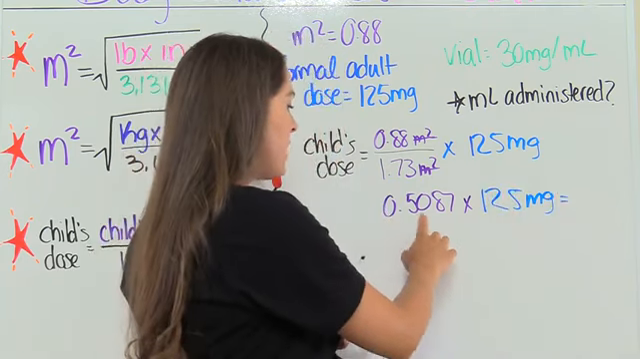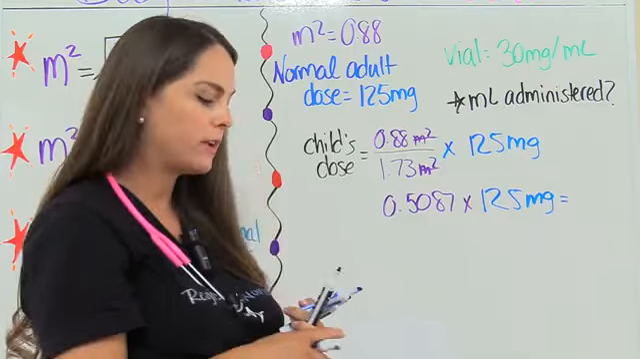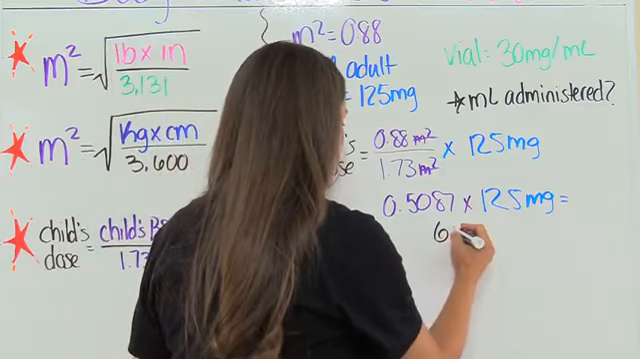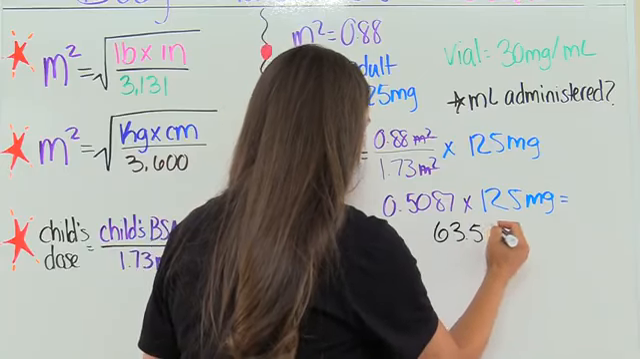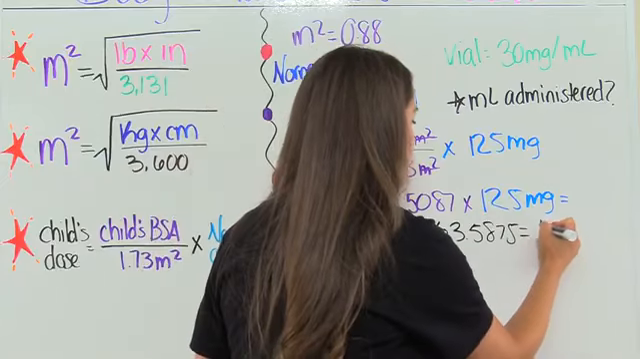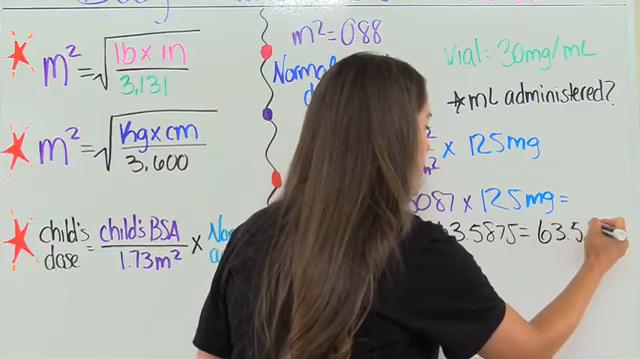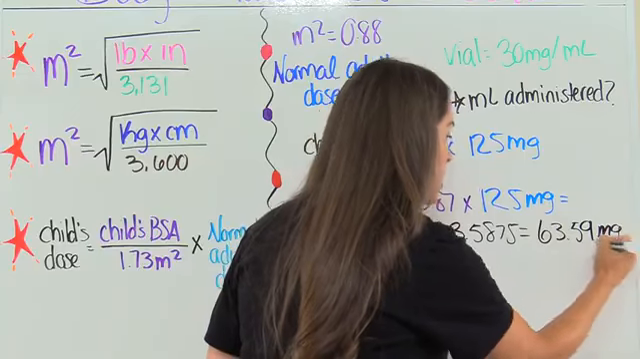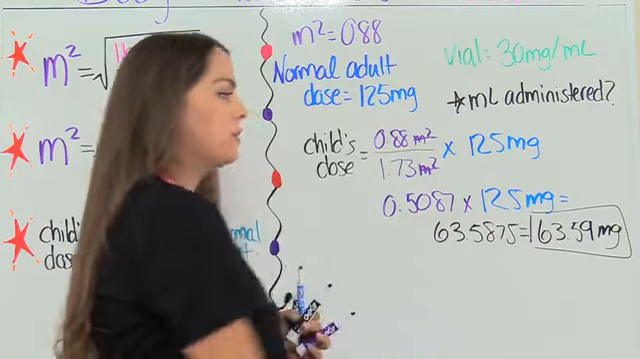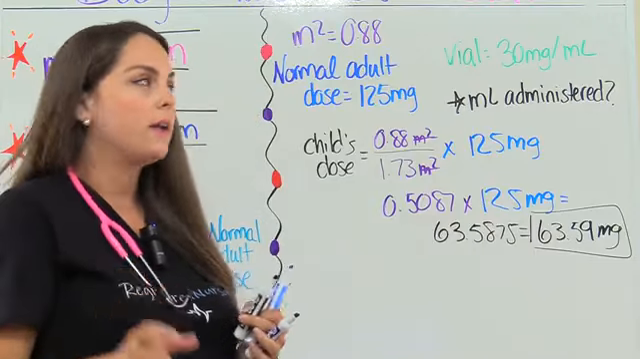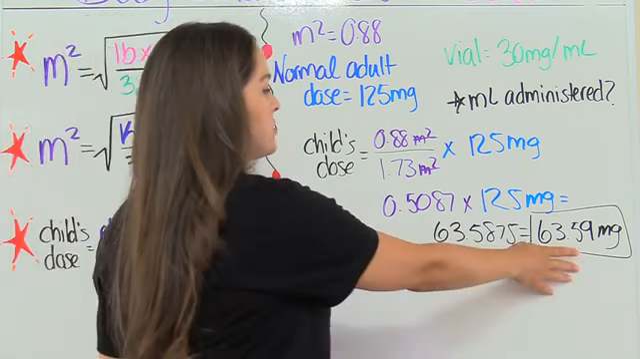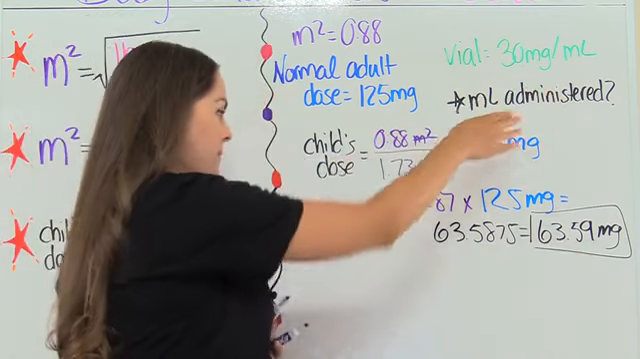So 0.5087 times 125, that gives us 63.5875. We're going to round to the nearest hundredth. That gives us 63.59 milligrams. So this is the child dose. It's how much this child needs. Now we have this vial. This is where the second step of our problem comes in. So since this is our dose, we need to see how much we need to draw up.